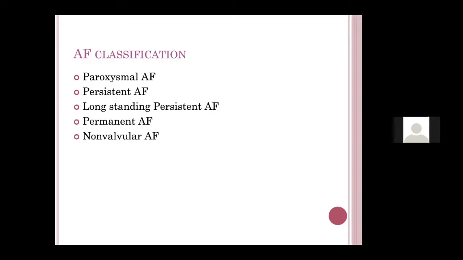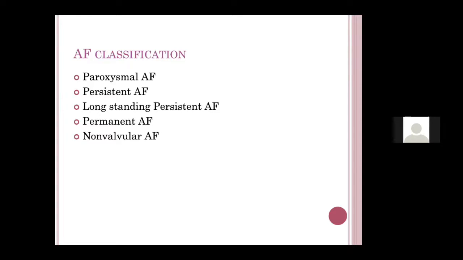Long-standing AF is AF which is more than 1 year. And permanent AF is AF which lasts more than 1 year, and even after you give all the anti-arrhythmic drugs and anticoagulation, there is no reversion to sinus rhythm. So in permanent AF, the difference is that all the therapies, like DC cardioversion or anti-arrhythmic therapy, have failed to convert to sinus rhythm. Now there is no point in trying to achieve rhythm control in such a case. So that is permanent AF, whereas persistent AF is something which is more than 7 days.